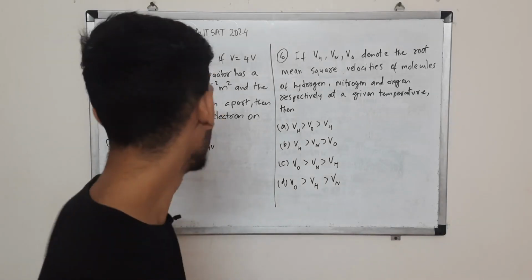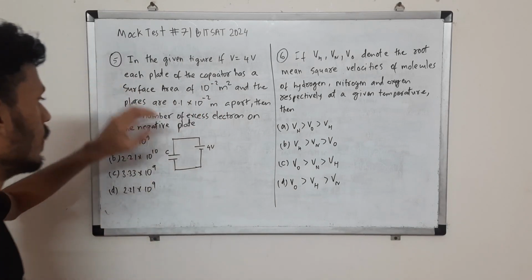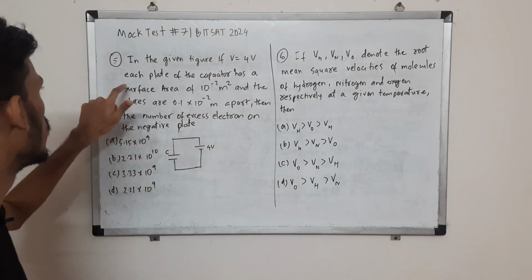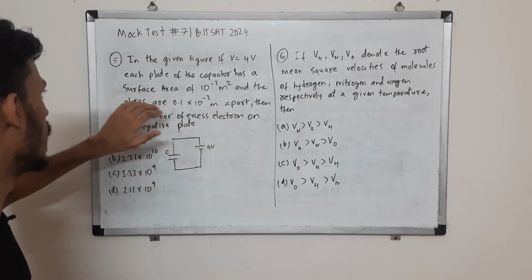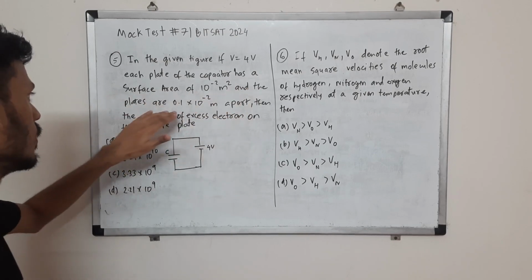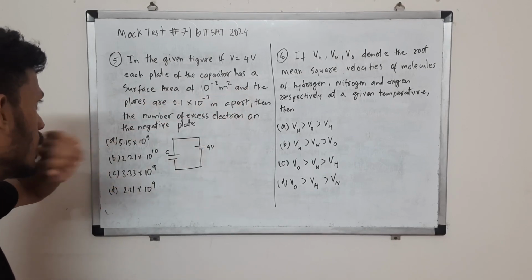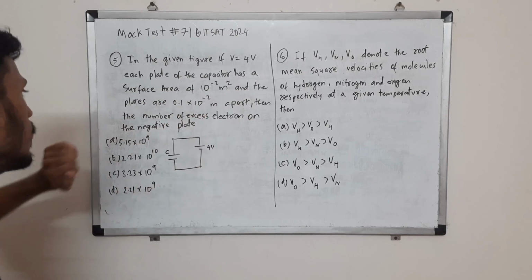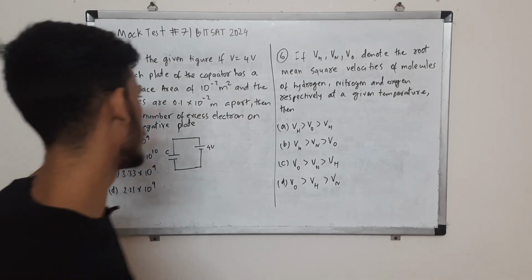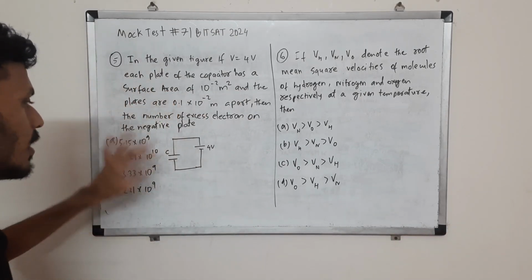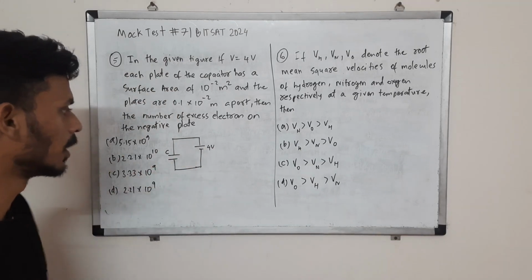Question 5 and 6. In question 5, we are given a figure in which this battery is 4 volts and each of the plates of the capacitor has this surface area and the distance of separation is this. They are this many meters apart. You are supposed to tell the excess electrons on the negative plate. The figure is useless actually.